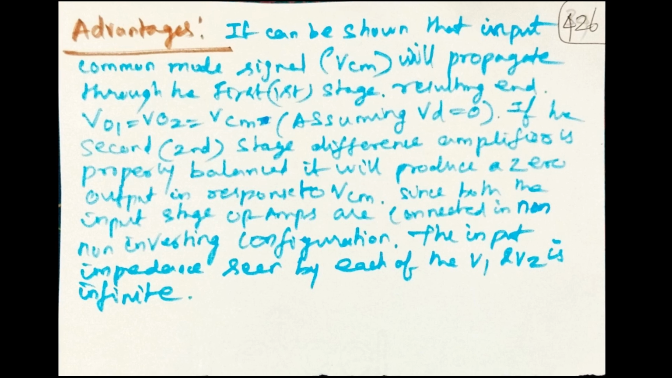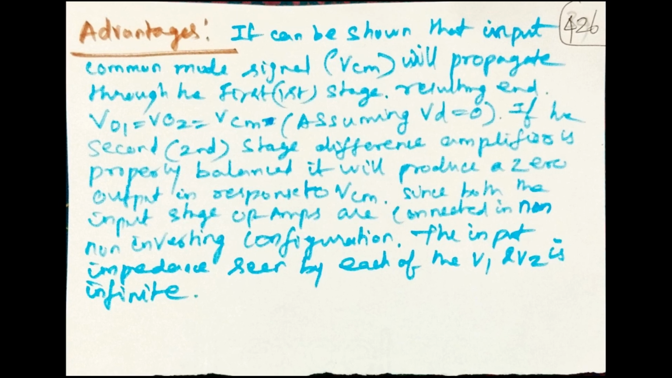Advantages. It can be shown that input common mode signal VCM will propagate through the first stage, resulting in V01 equal to V02 equal to VCM, assuming VD is equal to 0. If the second stage difference amplifier is properly balanced, it will produce a 0 output.